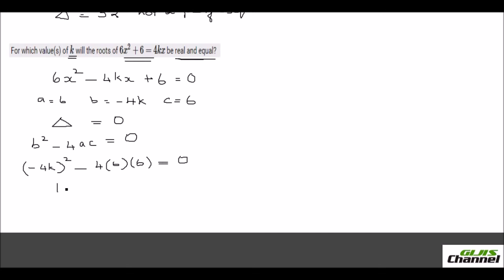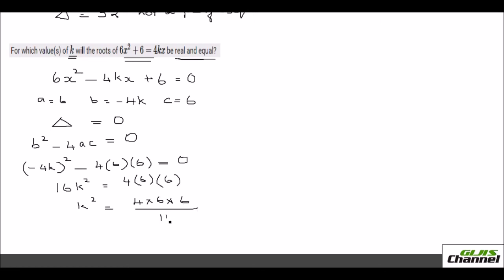So this would become 16k square equals, instead of calculating, I can just straight away take it to the other side. So what happens? This becomes positive 4 times 6 times 6. So now your k square would be equal to 4 times 6 times 6 divided by 16. So I can just cancel this. Your 4 would go here 1 times, here it goes 4 times. Now 4 goes here twice, here it goes thrice, and this 2 would go once, and this 6 would go thrice. So you got your k square equals 9. 3 times 3 is 9.